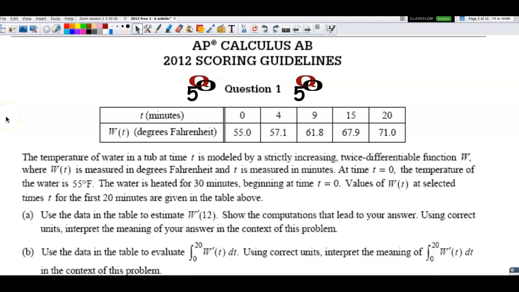This is the 2012 free response, and we're going to look at questions 1, 2, and 3. In the year 2012, questions 1, 2, and 3 were with a calculator. So all three of these questions, you may use a calculator. So let's take a look at question number 1.